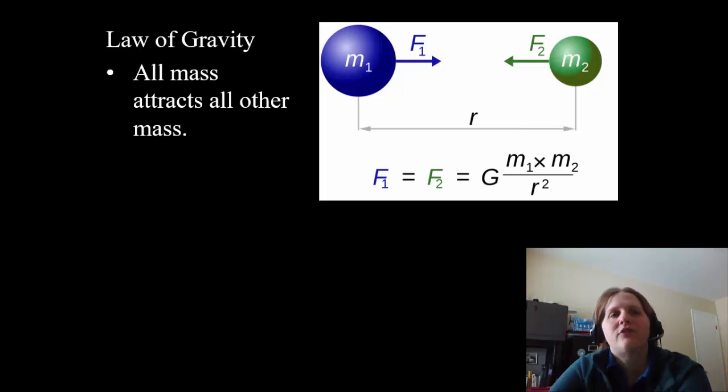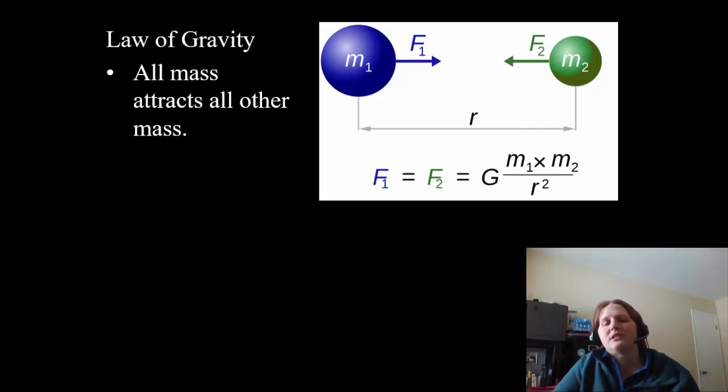We're going to start off with Newton's law of gravity. The simplest way of explaining Newton's law of gravity is just saying that all mass attracts all other mass. Right? That's the simplest way. A couple of other things to point out is that attraction between two objects is always equal and opposite.